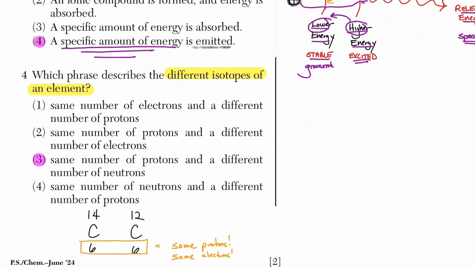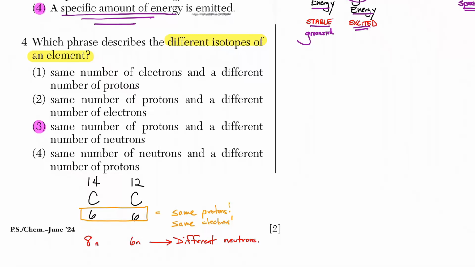On to number 4. Which phase describes the different isotopes? They love isotopes. The word iso means same. And what's a great example of an isotope? Carbon-12, carbon-14. They are the same element, same what? Proton number, and they have a different number of neutrons. To remember to get your proton number, it's just the atomic number on the bottom. It's also the electron number if it's a neutral atom.